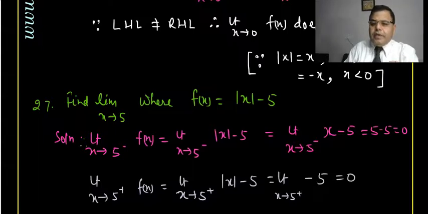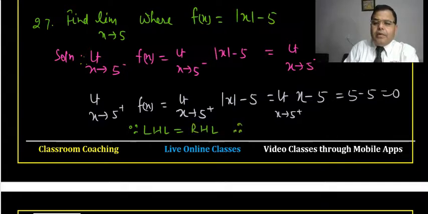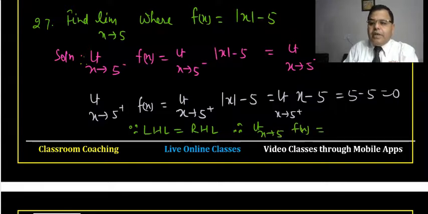So we can do that, x minus 5, and now 5 minus 5 is 0. So here LHL is equal to RHL, and therefore the limit exists, and the value is 5. Since LHL is equal to RHL, the limit as x tends to 5 of f(x) is equal to 0. That is the limiting value. I hope you got it. f(x) is equal to 0 and the limit exists.